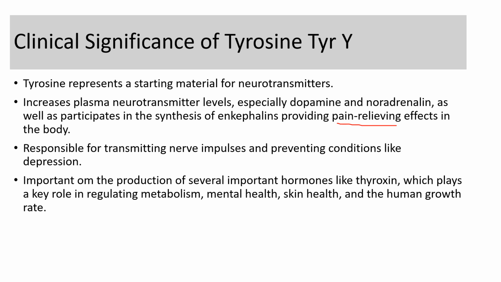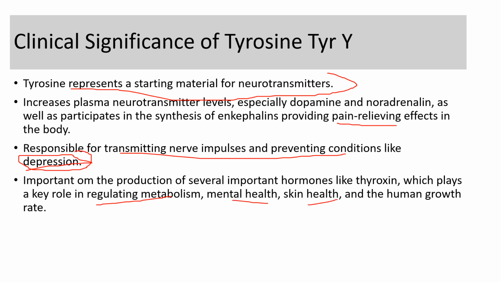All right, starting material for neurotransmission. Tyrosine is a starting material, that is an important point. Responsible for transmitting nerve impulses, depression, right? All right. So if someone is suffering from depression, tyrosine can help them. It is important for the production of several important hormones like thyroxine, which plays a key role in regulating metabolism, mental health, skin health, and human growth rate. All right. So tyrosine plays a very important role with regards to hormones, thyroxine, in regulating metabolism, mental health, skin health, and human growth.